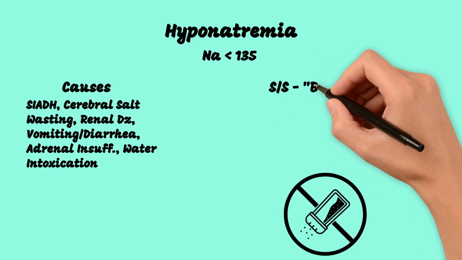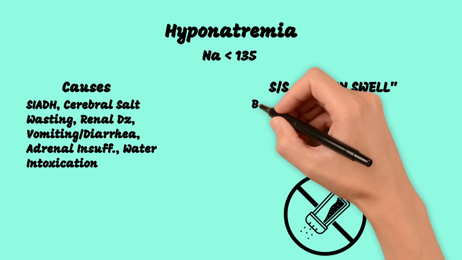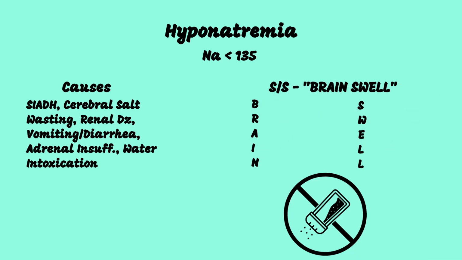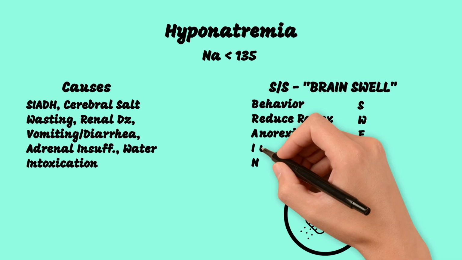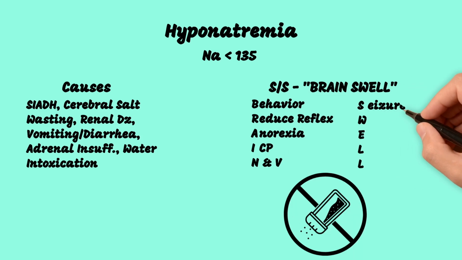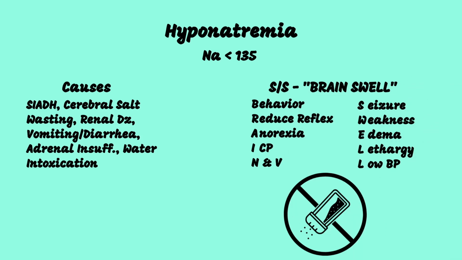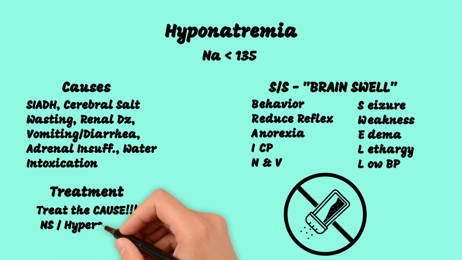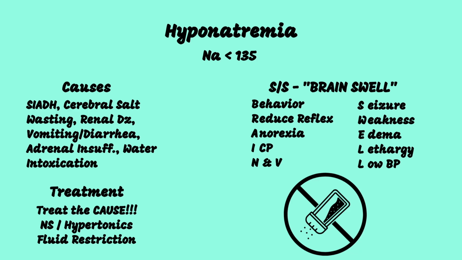Some signs and symptoms to remember is brain swelling. Because remember, with hyponatremia, the fluid goes into the cells to dilute it, creating cerebral edema. So we'll have signs and symptoms like behavioral changes, reduced reflexes, anorexia, increased ICP, nausea and vomiting, seizures, weakness, edema, lethargy, and low blood pressure. And when focusing on treatment, of course, we want to treat the cause as well. Some treatment examples: normal saline or hypertonics, or fluid restriction, so that we don't further dilute that sodium level.